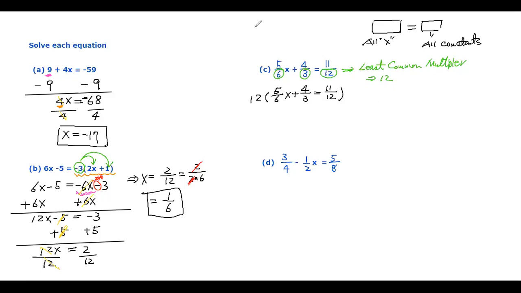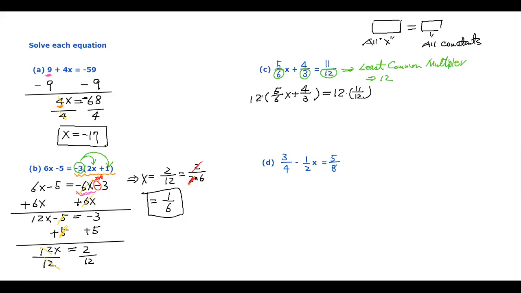Okay, or if you want, maybe this will be better. You can say here, I'm multiplying by 12 on the left-hand side. I'm also multiplying by 12 on the what? On the right-hand side, see here, right? Okay, so now let's take a look.